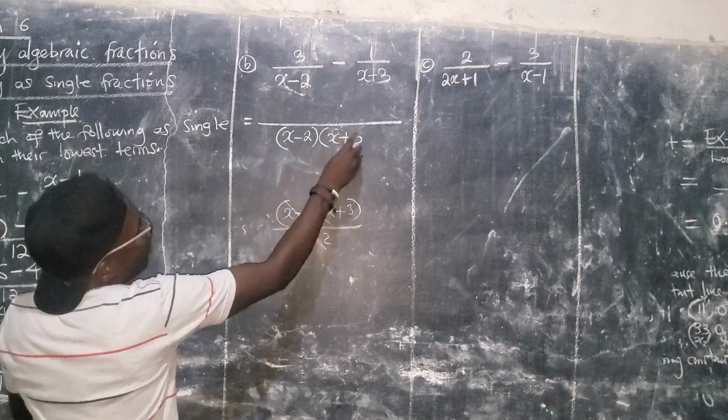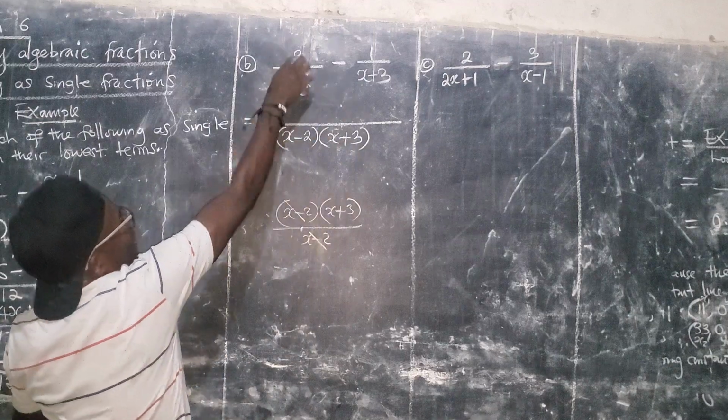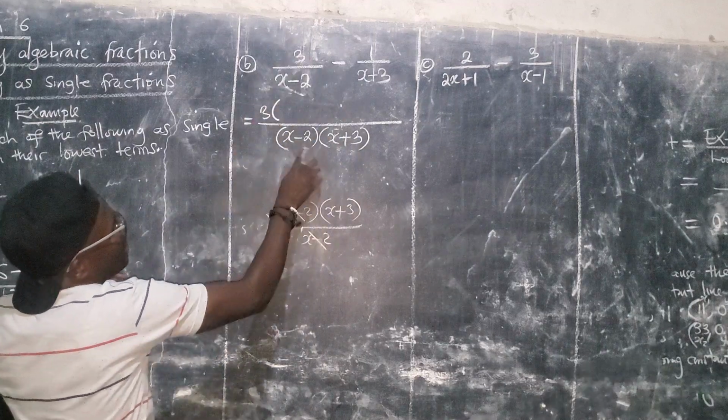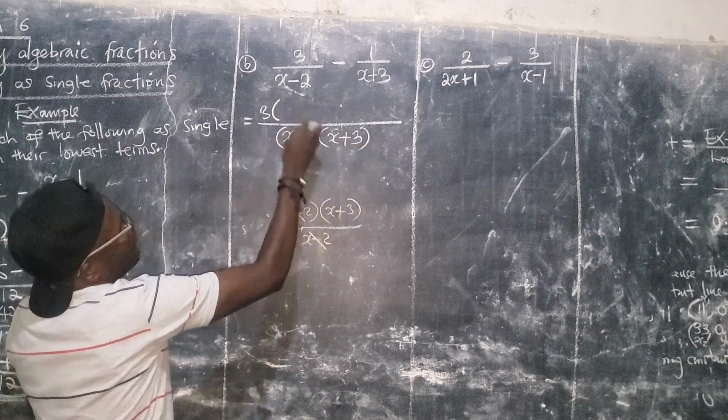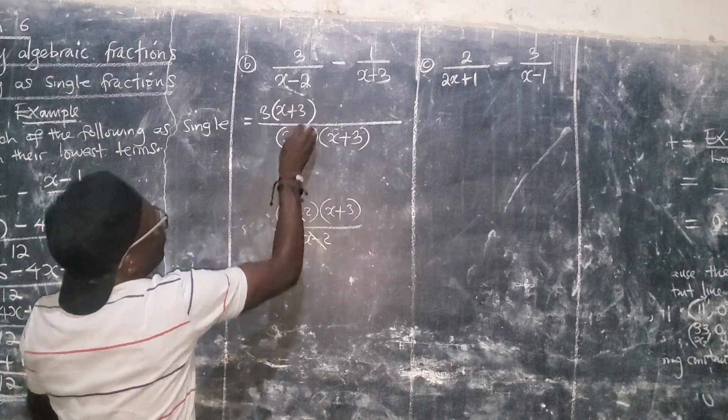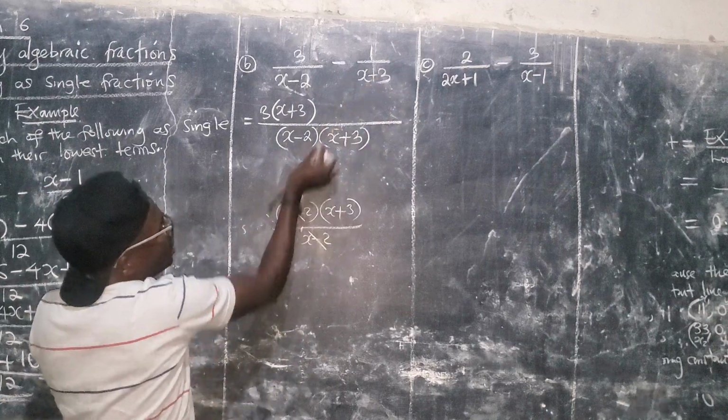Okay. So whatever remains, we are multiplying by 3. So it will be 3 open bracket. What is remaining if I divide x minus 2 into this 2? What is remaining is x plus 3. Very good. So it will be x plus 3, close.